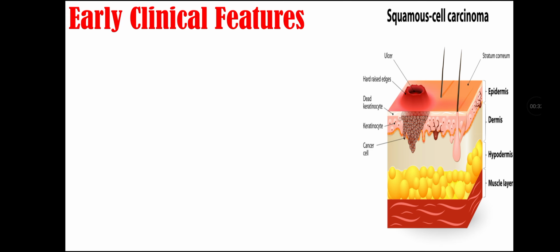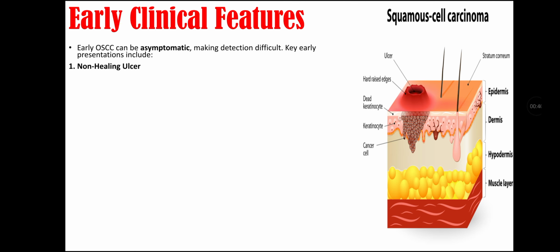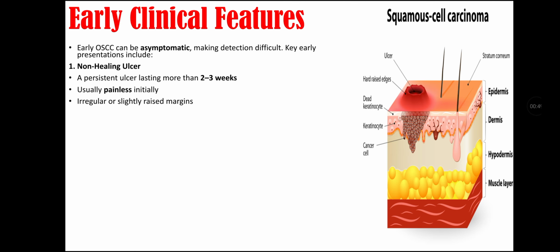Early clinical features of squamous cell carcinoma. Early oral squamous cell carcinoma can be asymptomatic, making detection difficult. Key early presentations include non-healing ulcers, that is a persistent ulcer that lasts more than 2 to 3 weeks. It is usually painless initially and has an irregular or slightly raised margin. It has a granular or reddish base.